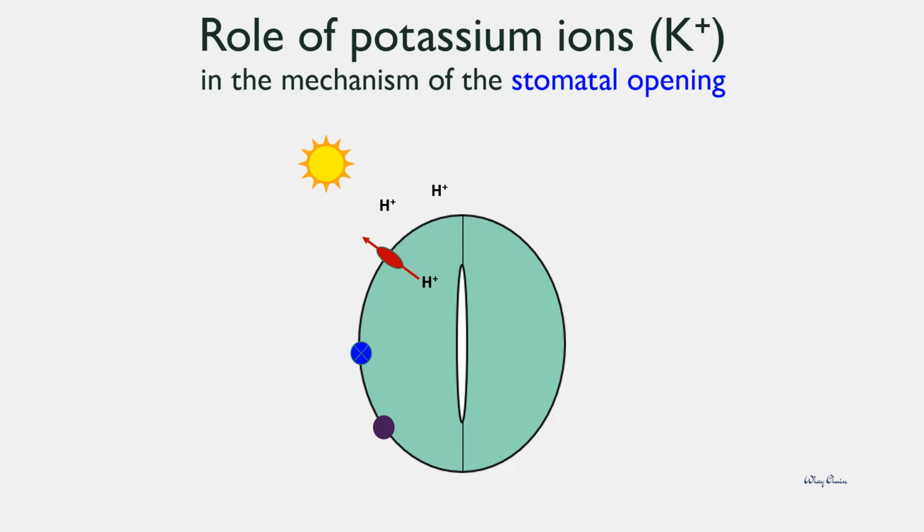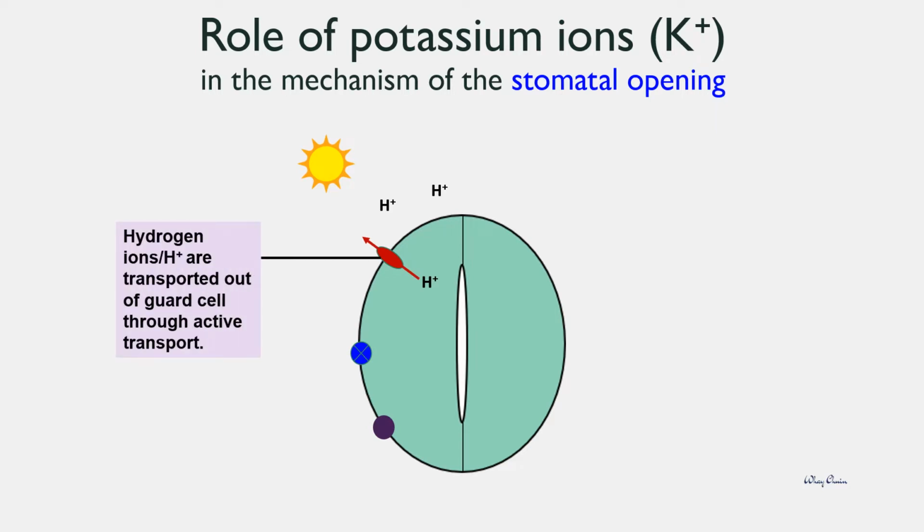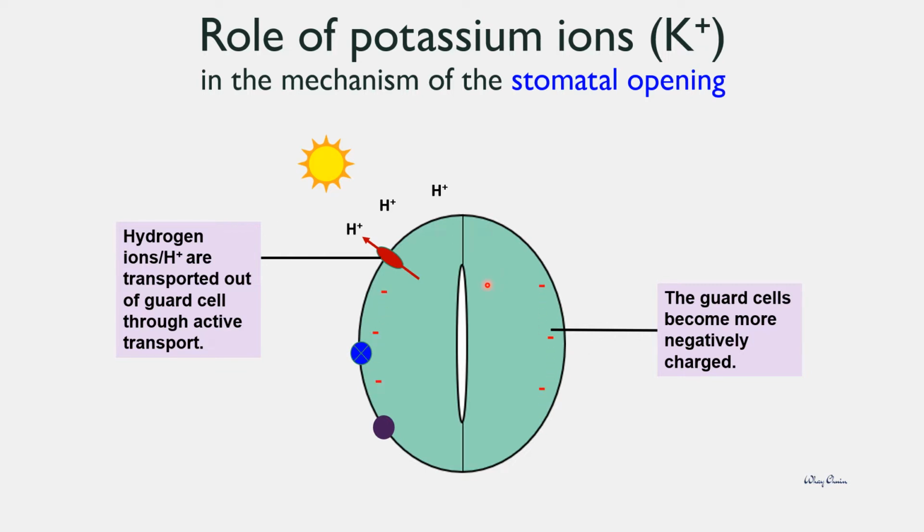When the proton pump is activated by the hydrolysis of ATP, hydrogen ions are transported out of the guard cell through active transport, which means the hydrogen ions will move from lower concentration to higher concentration, which means from the guard cell to the epidermal cells. And this makes the guard cell become more negatively charged across the membrane because they are losing the positively charged hydrogen ions.